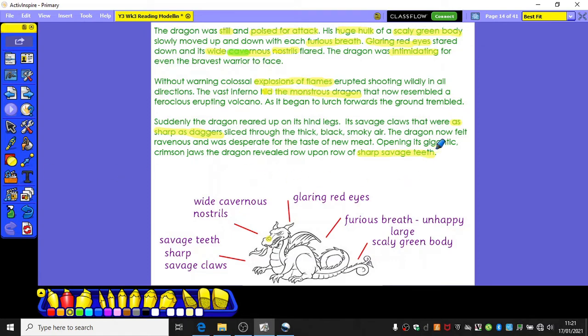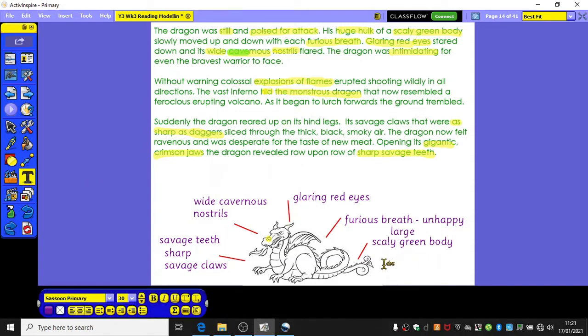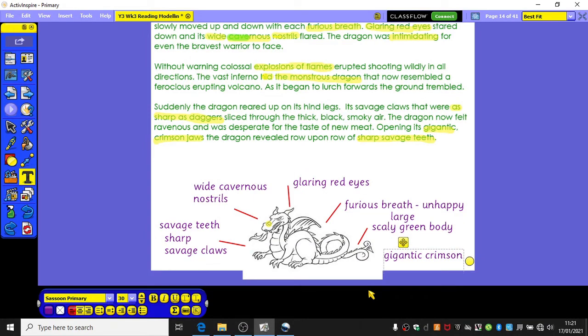Yes, opening its gigantic crimson jaws. What's crimson another word for? Crimson is another word for dark red. It's a dark red colour. So gigantic crimson jaws.